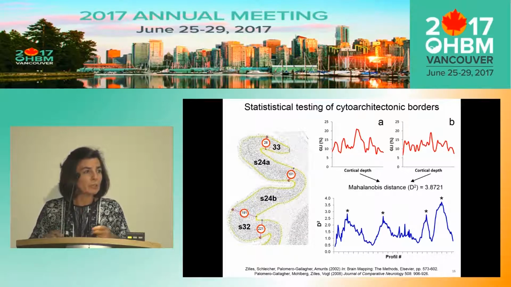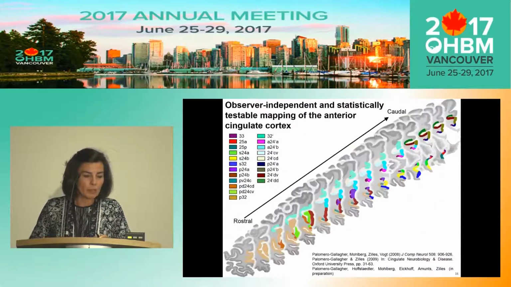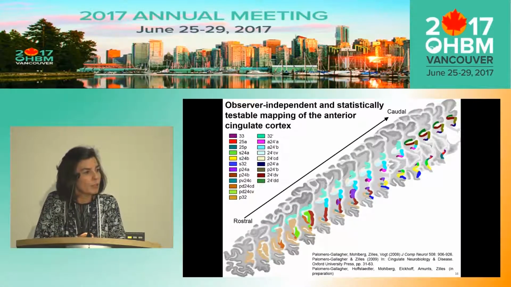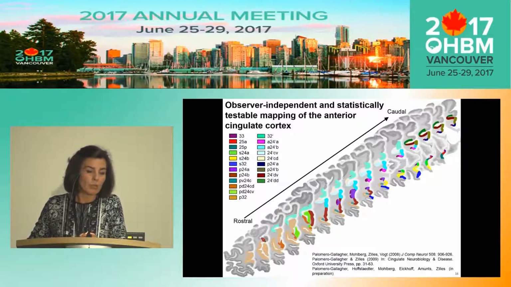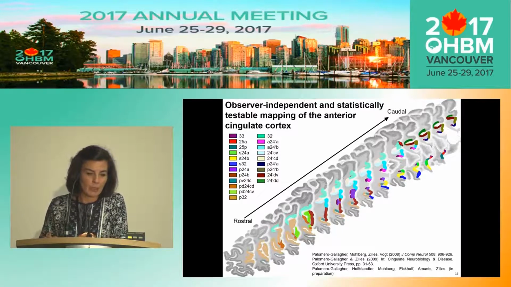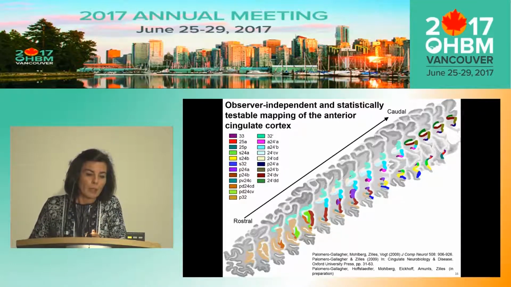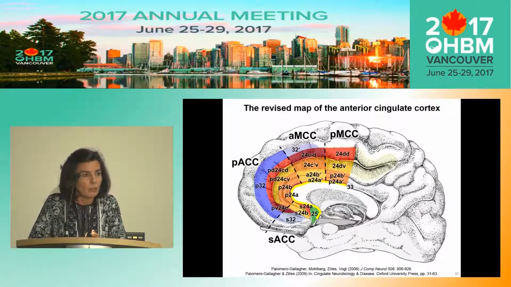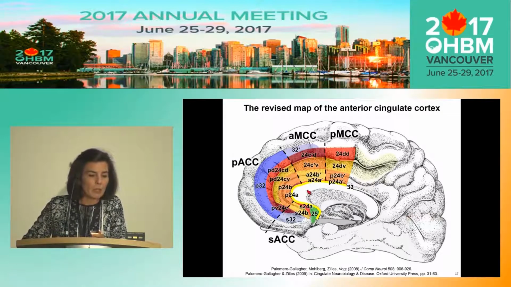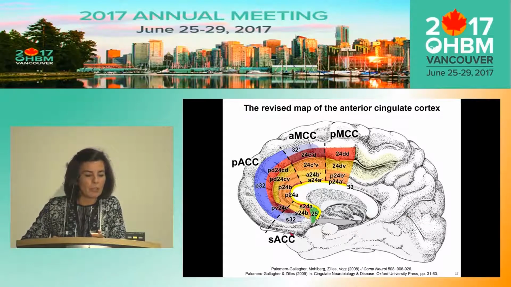So we decided to reassess Brodmann's anterior cingulate region. This slide here shows a series of coronal sections through the left hemisphere of a specific brain, a post-mortem human brain. And we were able to identify a total of 21 different areas within this region, which Brodmann only identified 4 areas. So we've got a new map of the anterior cingulate cortex with these 21 areas, and we can also identify a total of 3 regions: the subgenual anterior cingulate cortex, pregenual anterior cingulate cortex, and then anterior and posterior subdivisions of mid-cingulate cortex.